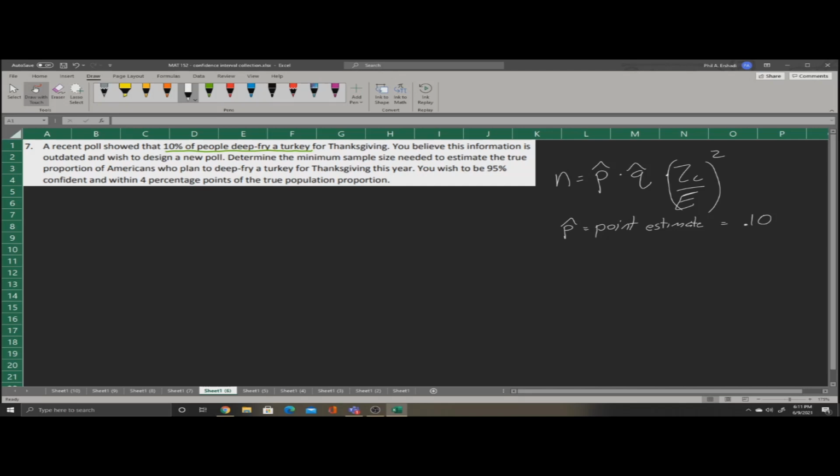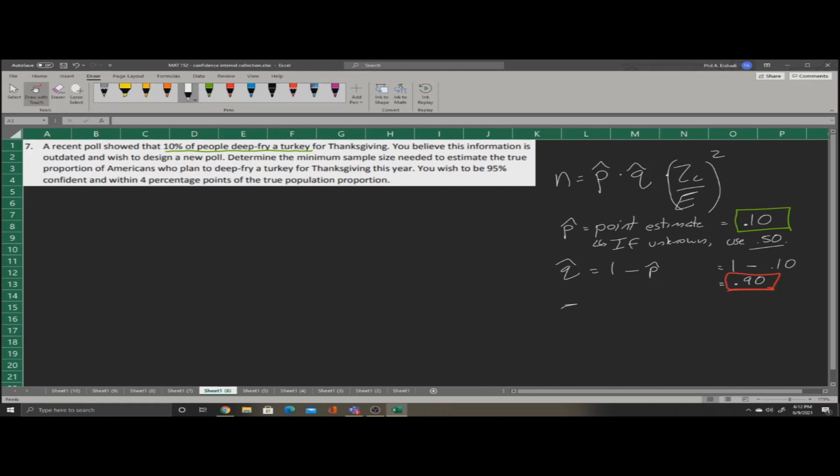You won't always be given a point estimate when it comes to finding the size of a poll. If this is not given to you, we just use 50%. However, since we were given one in this problem, we'll use 0.10. As we know, q hat is always 1 minus p hat. In this case, we would take 1 minus 0.10. This is easy enough to calculate without Excel's help. This will be 0.90.